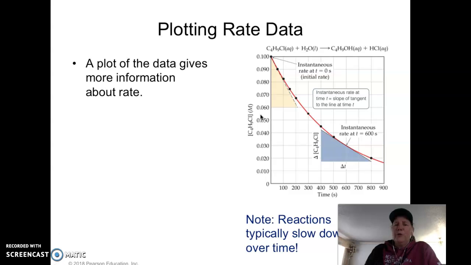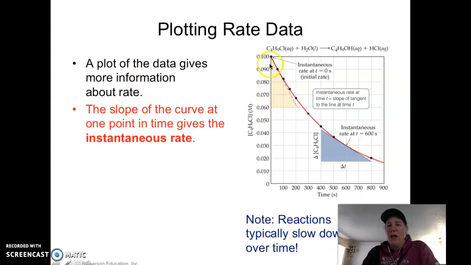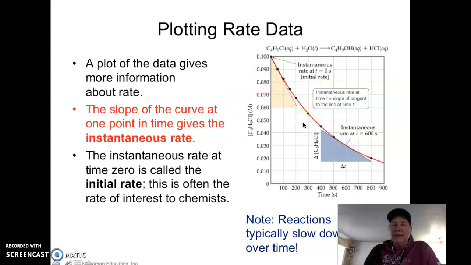Okay, if you're doing what they call instantaneous rate, what happens at a certain point, you have to draw what they call a curve, the slope of the line. The thing about rates is they don't just go straight down. They tend to slope as the reaction occurs. It tends to mellow out a little bit. So if I want to do instantaneous rate at a certain point, I have to use the slope because it changes. It's not straight down.